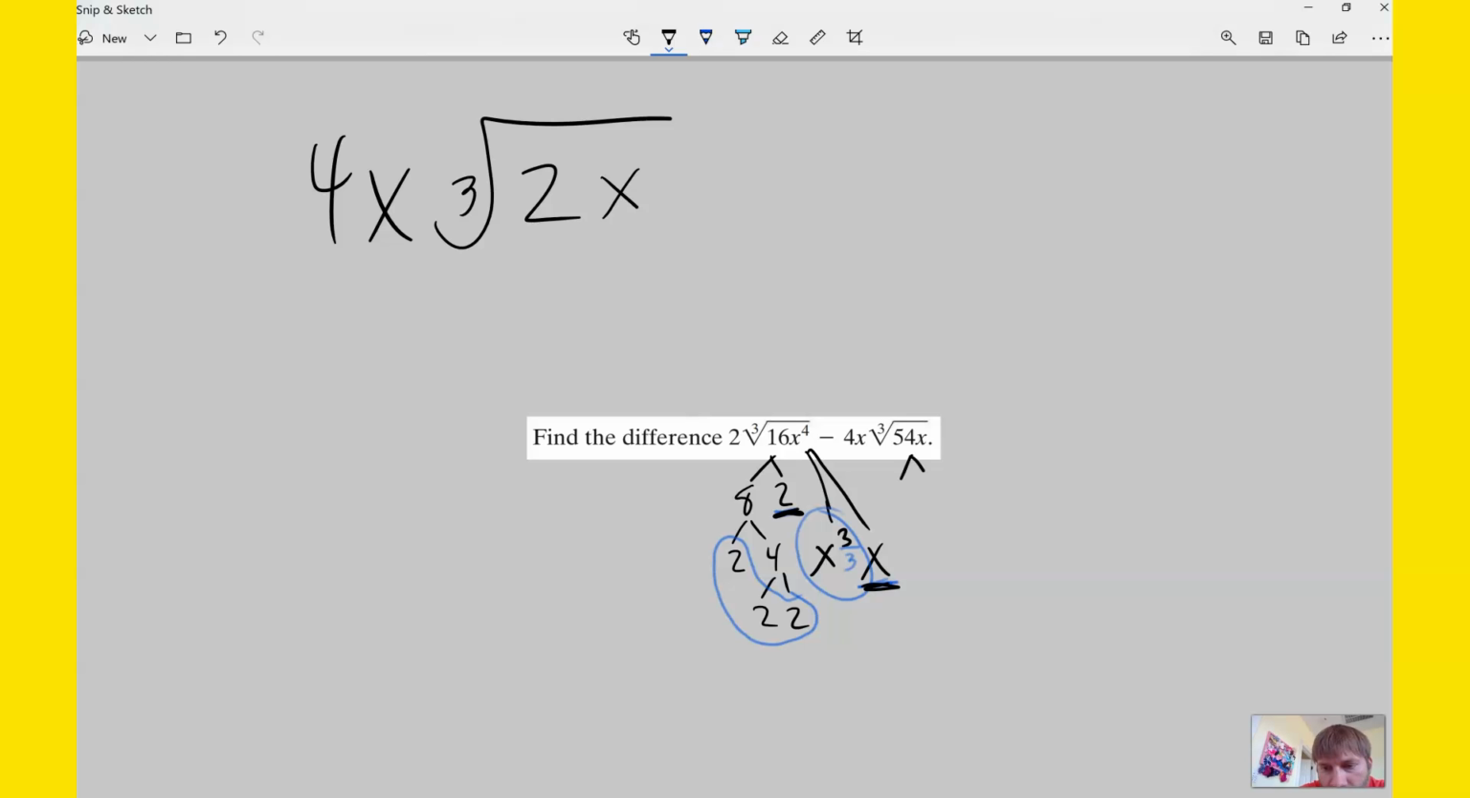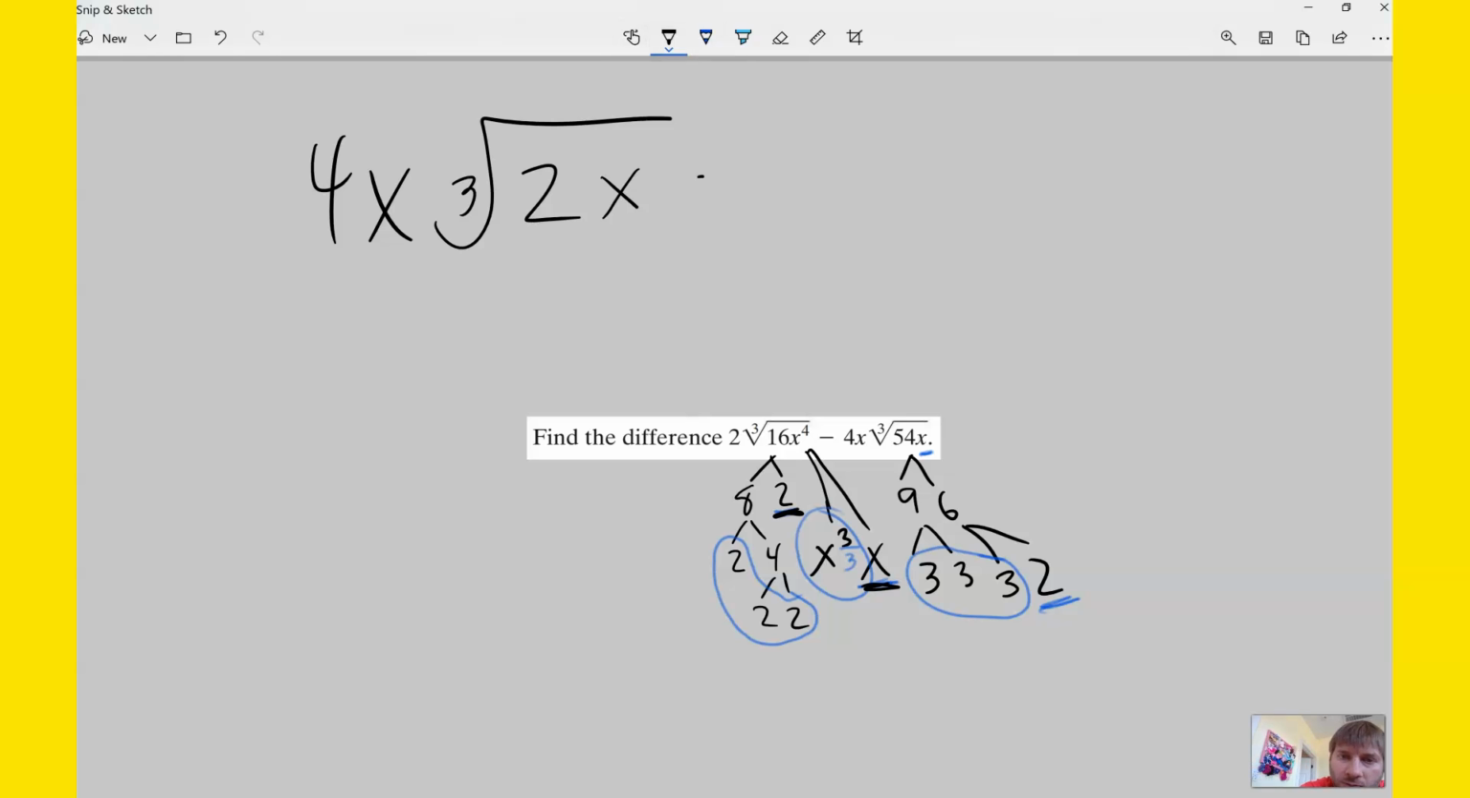Break down this one. 54 breaks down to 9 times 6. 9 breaks down to 3 times 3. 6 breaks down to 3 times 2. I'm looking for 3 of a kind. I have 3 3s with an extra 2 left over. The x, I can't do anything with that x right there. It's going to have to stay as it is.